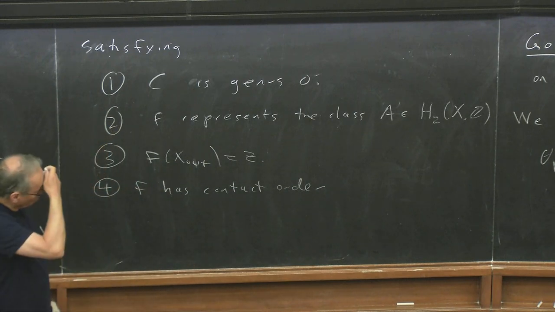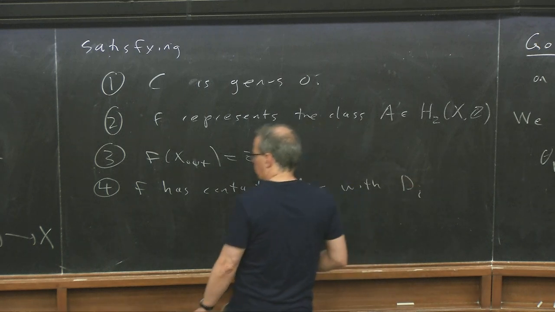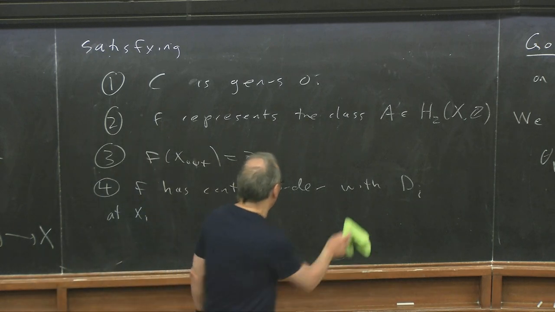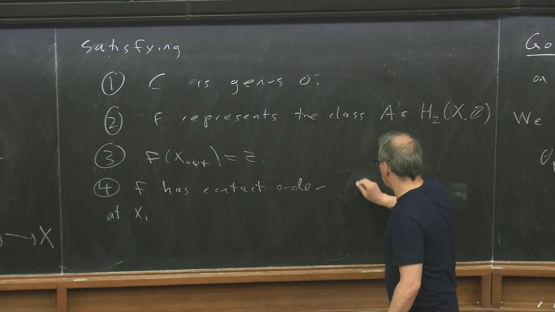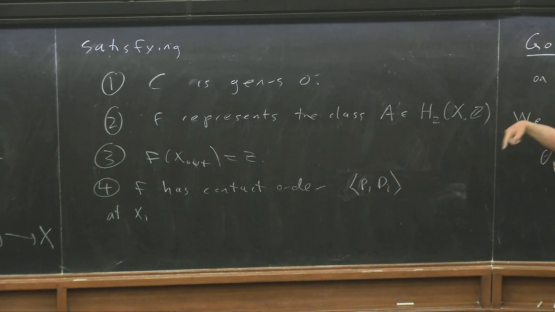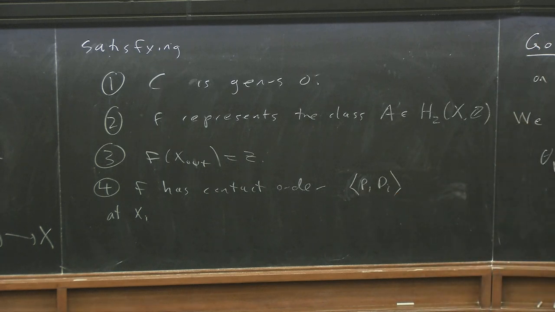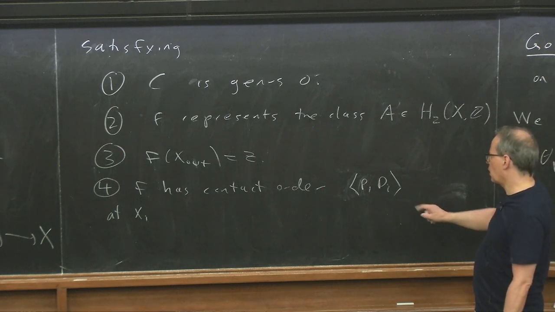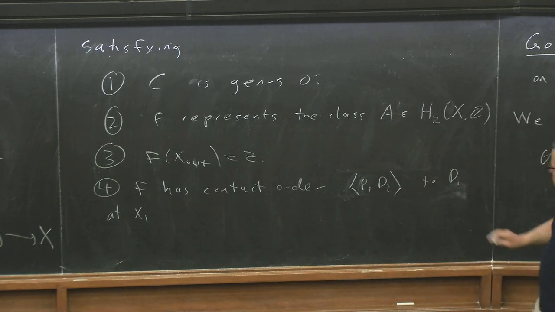So f has contact order with the divisor D_i at x1. Sorry, let me insert this here. Contact order with D_i, well, maybe I should write P evaluated on D_i. So remember, these points P lie in the dual to the space of divisors. So we can evaluate P on D_i, or equivalently, just read off the coefficient of D_i in P. So f has contact order given by this with D_i at x1.